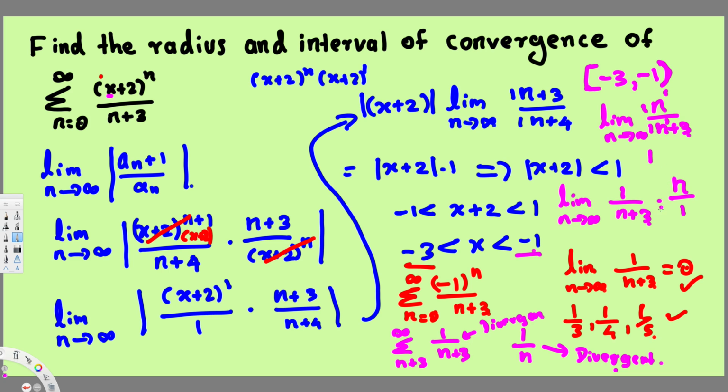So that is going to be the final answer, and they're asking for the interval of convergence and the radius of convergence. To find the radius of convergence, we just take these two endpoints, -1 and -3, subtract and divide by 2. That's going to give us 1, and that's going to be the radius of convergence.